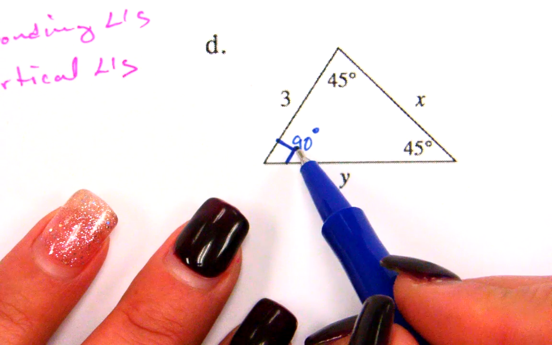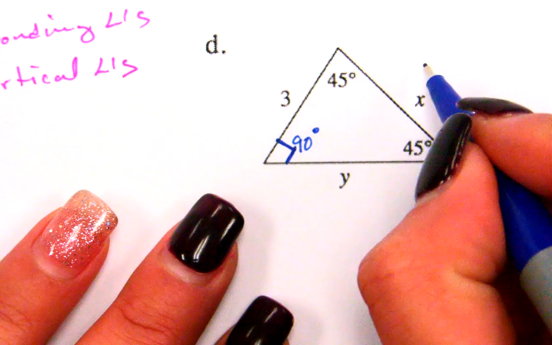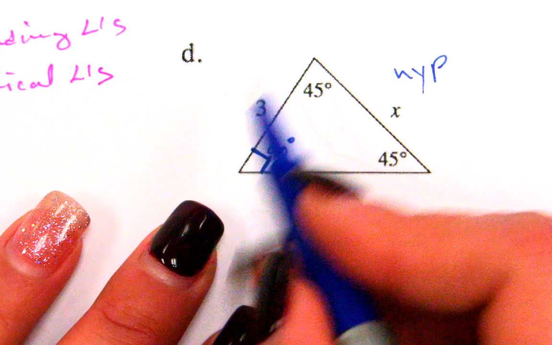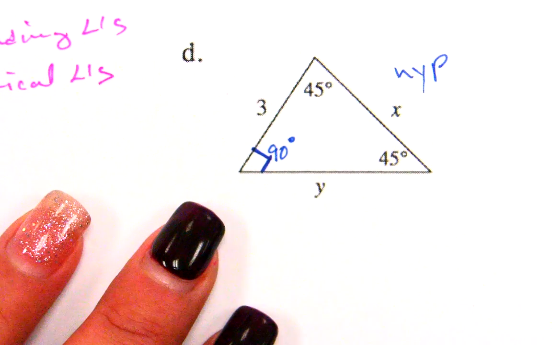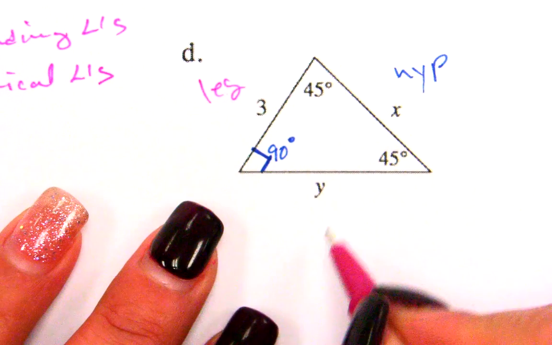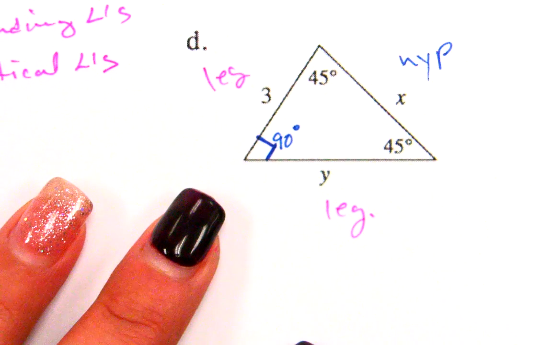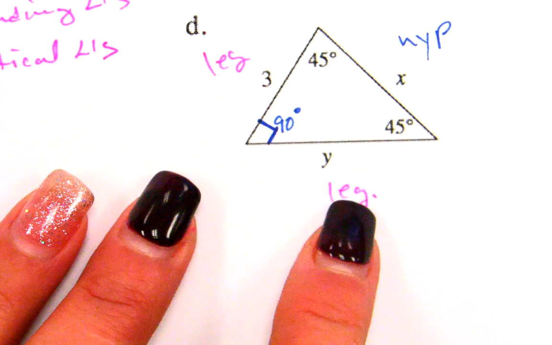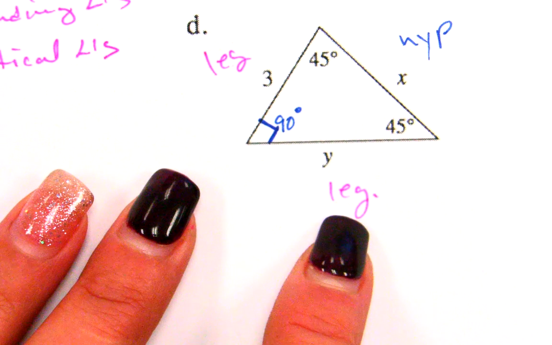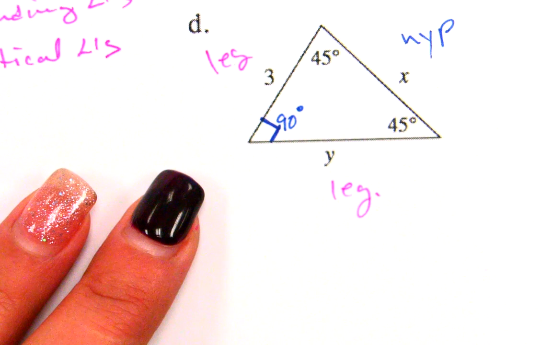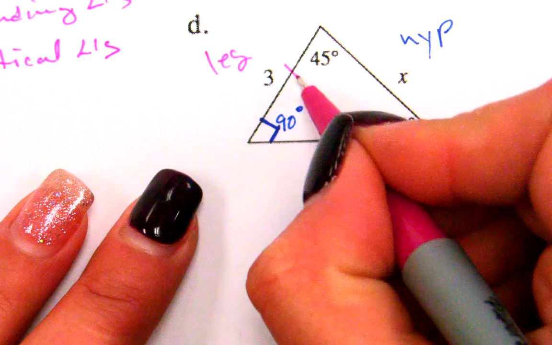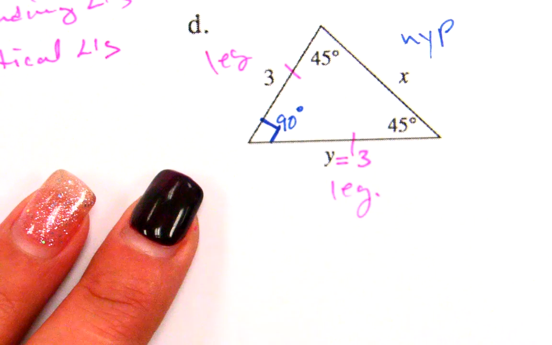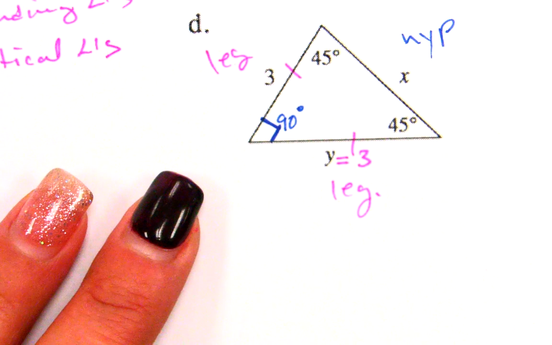So that means across from the 90 degrees is going to be our hypotenuse. Ooh, this is such a good problem. So that means 3 and y are technically our legs. Here's a leg, here's a leg. Okay. Well, we know in a 45-45, the two legs are technically congruent because it's an isosceles triangle. So this leg here has to be the same as that leg there, which leaves y being a value of 3. Oh, that's super convenient.